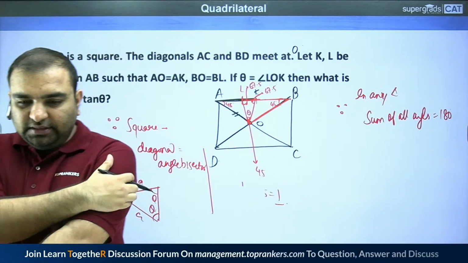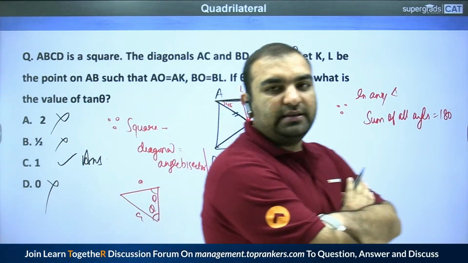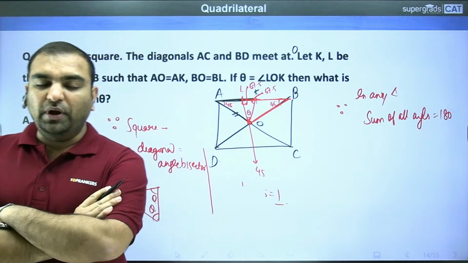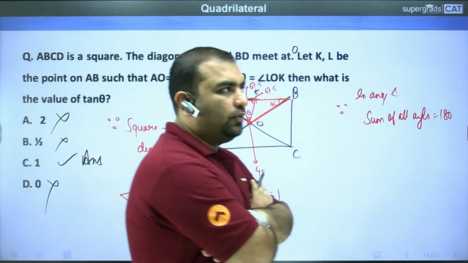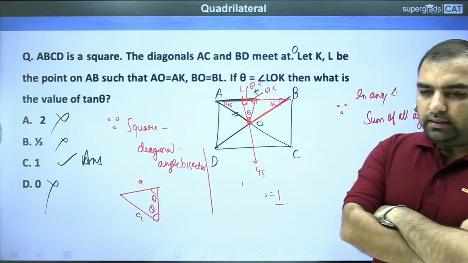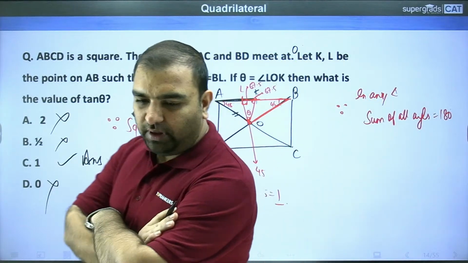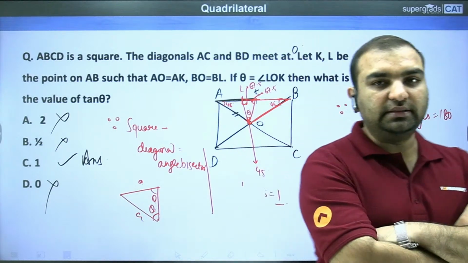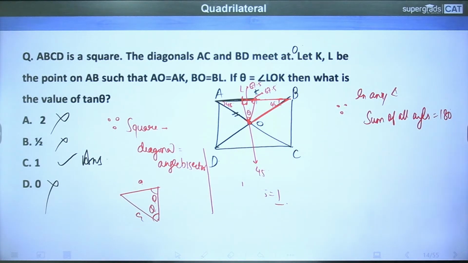So these are the three concepts I've used. In a square, diagonal is an angle bisector. When two sides are equal, angles opposite to them are also equal. And third, in any triangle, the sum of all angles is 180 degrees. Other than this, we have not used anything. So let's move on.